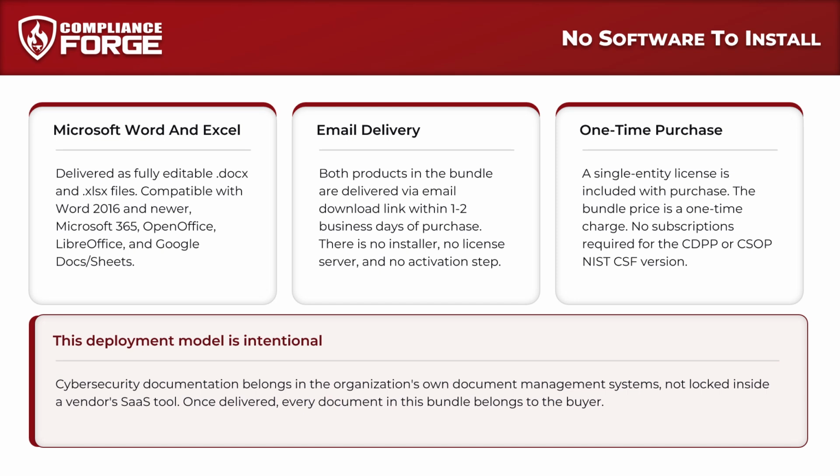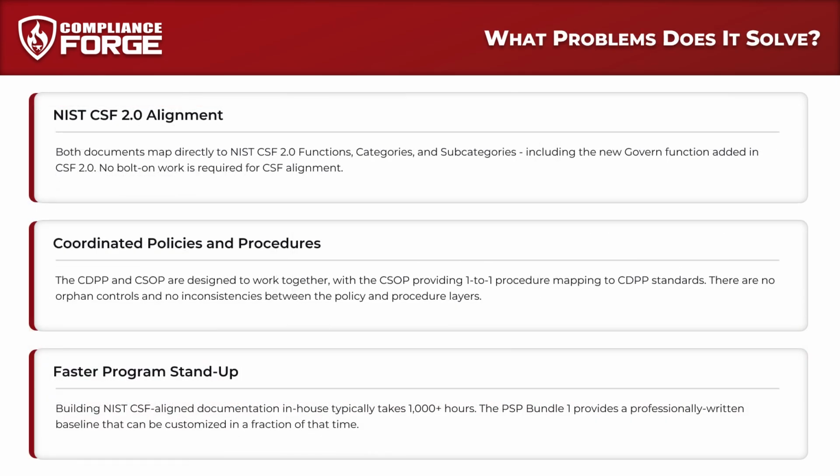This deployment model is intentional. Cybersecurity documentation belongs in your organization's own document management systems, not locked inside a vendor's SaaS tool. Once delivered, every document in this bundle belongs to you. Organizations aligning with NIST CSF 2.0 typically need policies and procedures that work together. Buying them separately costs more and risks inconsistencies between the documents. The PSP Bundle 1 is designed to solve these challenges with NIST CSF 2.0 alignment specifically.